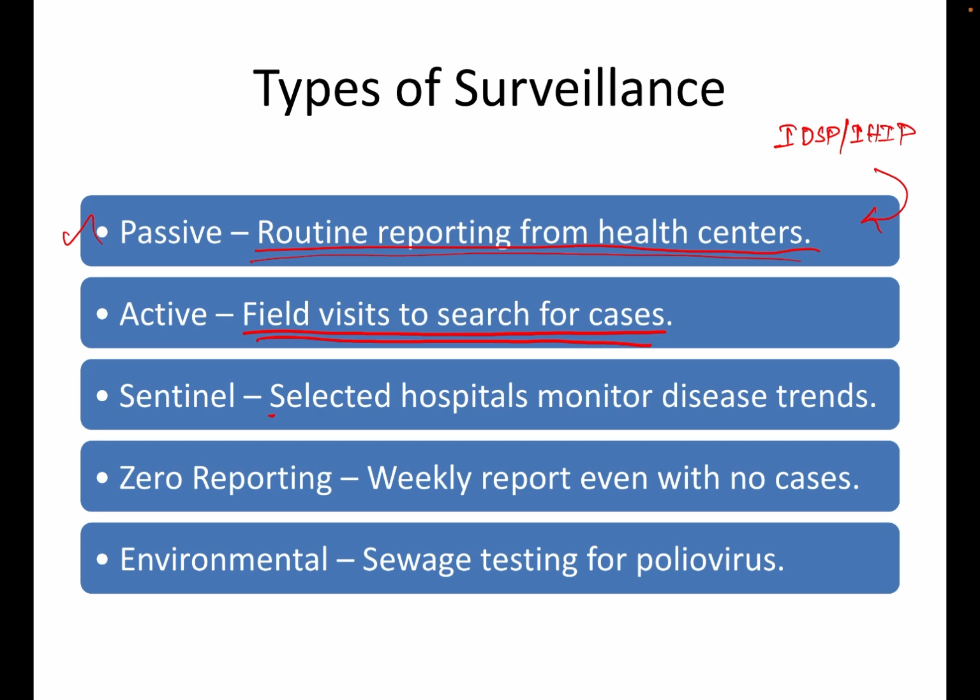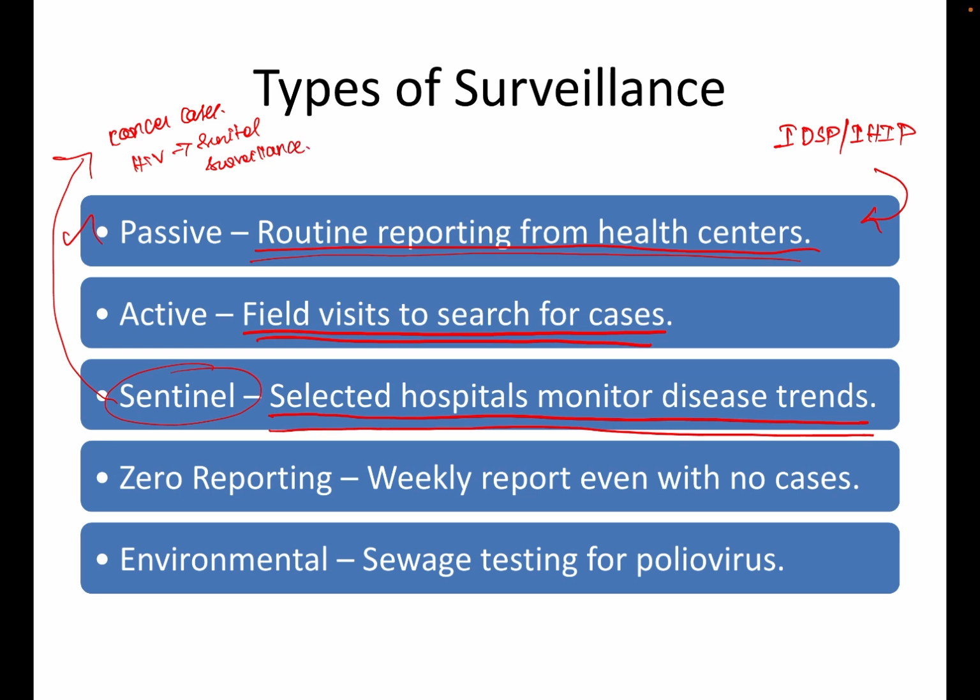Then sentinel surveillance, wherein selected hospitals will monitor the disease trends. This you can take up in case of cancer cases. Even HIV surveillance is done sentinelly, because antenatal pregnant mothers are tested for HIV, HBsAg, and VDRL routinely. So these are all done as a part of sentinel cases.